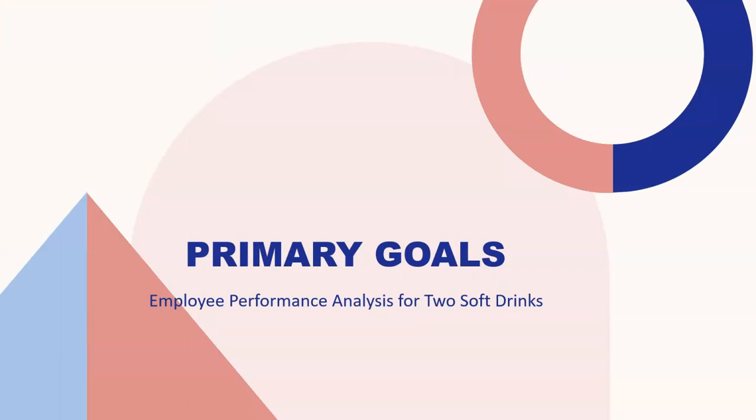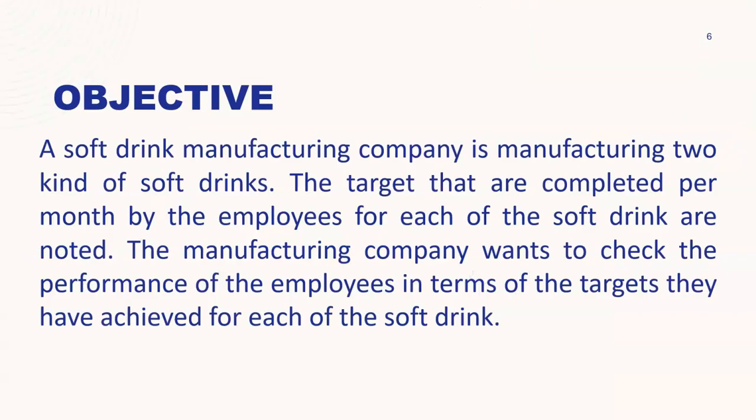Now, the primary goal of our project is we are going to analyze employee performance with respect to two soft drinks. Now, let's come to the objective of our project. Our soft drink manufacturing company is manufacturing two kinds of soft drinks. The targets that are completed per month by the employees for each of the soft drinks are noted. The manufacturing company wants to check the performance of the employees in terms of the targets they have achieved for each of the soft drinks.